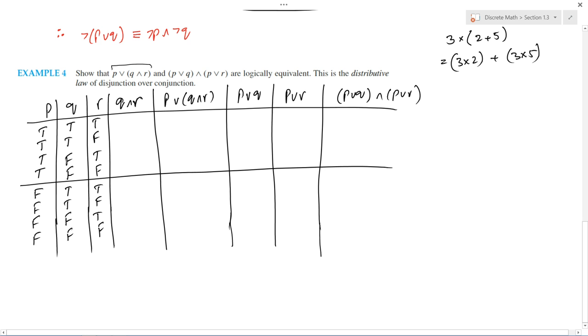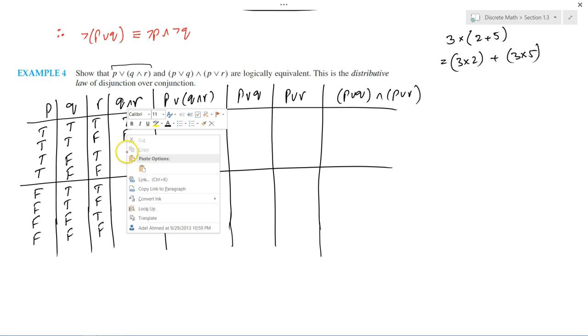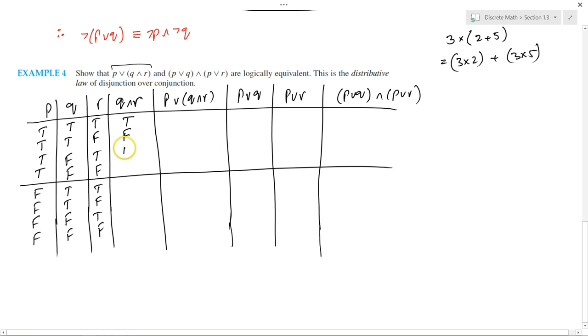Now Q and R. For Q or R, so we've got true or true, true, true or false, sorry, my mistake. It's not Q or R, it's Q and R. So true and true is true, true and false is false. And then the next one is going to be false again, and the next one is going to be false, because false and false is false. True and true is true. And then we've got false here, and false here, because remember, for the conjunction, the value is true only when both of them are true.